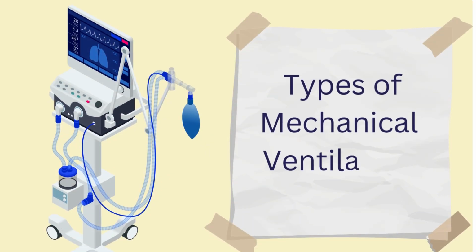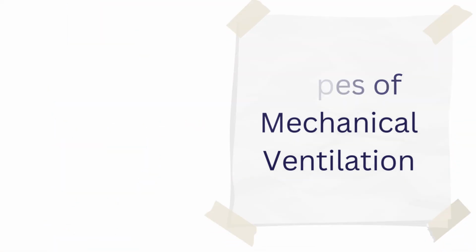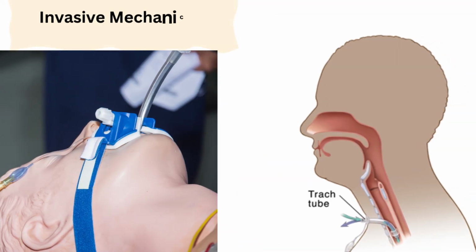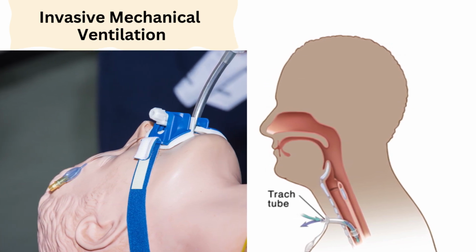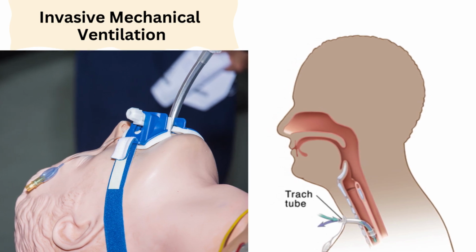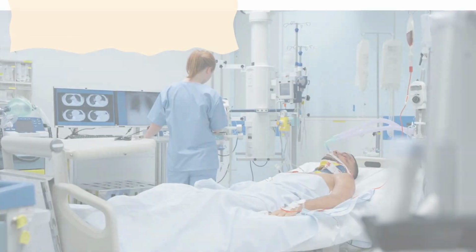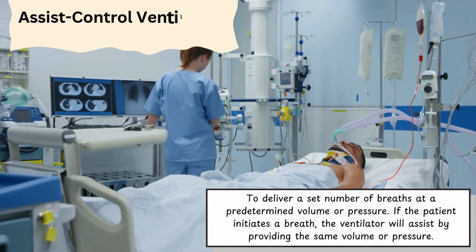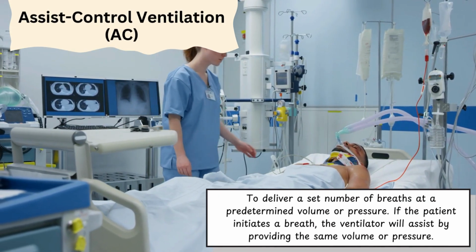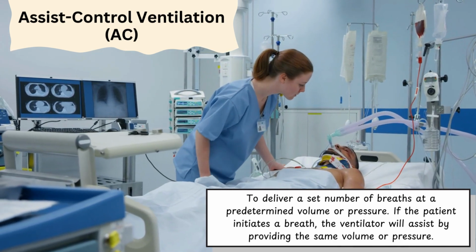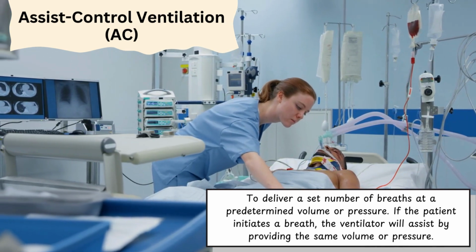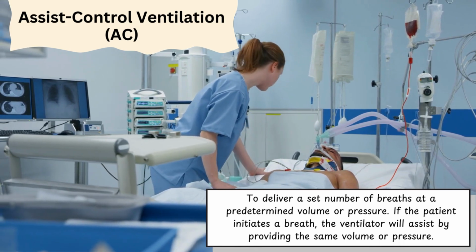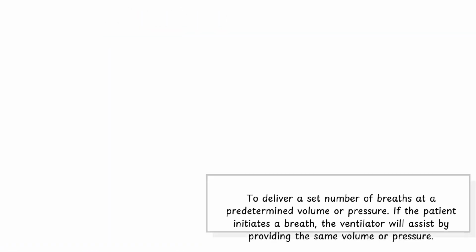Types of mechanical ventilation. The main two types of mechanical ventilation are invasive mechanical ventilation, which involves the use of an endotracheal tube or tracheostomy tube to deliver breaths directly into the lungs. Modes of invasive ventilation: Assist control ventilation, AC. This mode allows the ventilator to deliver a set number of breaths at a predetermined volume or pressure. If the patient initiates a breath, the ventilator will assist by providing the same volume or pressure.